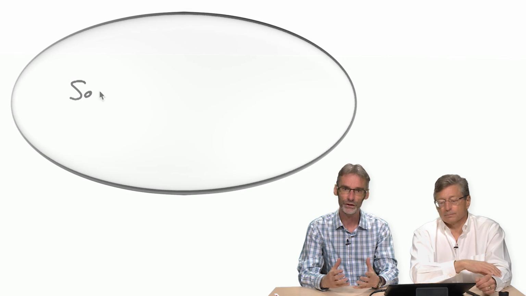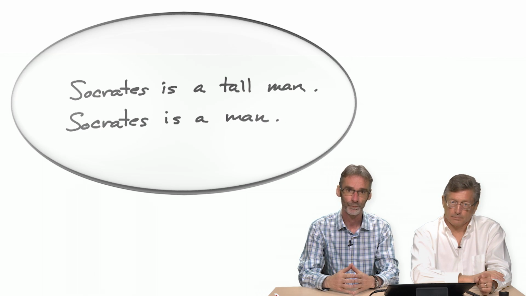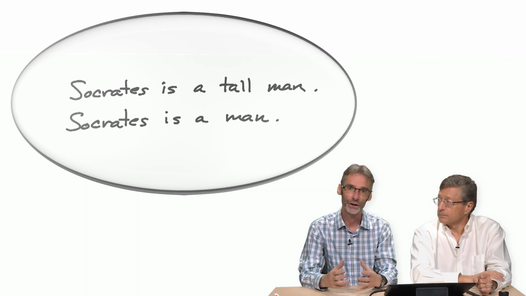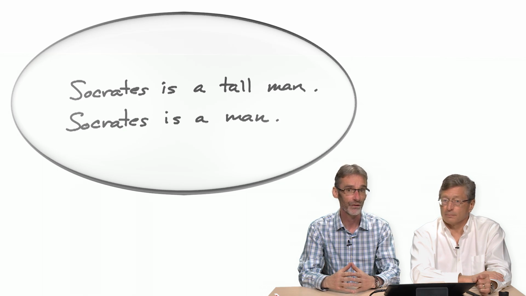Now let's think about two different sentences. Socrates is a tall man, and Socrates is a man. In any situation in which the first of these sentences is true, the second will also be true. It's impossible for Socrates to be a tall man without being a man. And this tells us that Socrates is a man is a consequence of Socrates being a tall man.